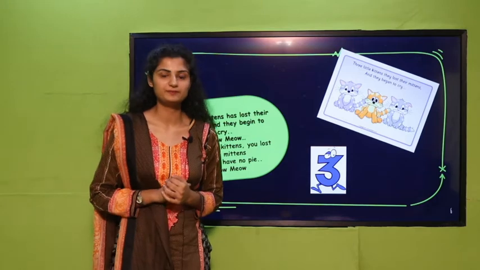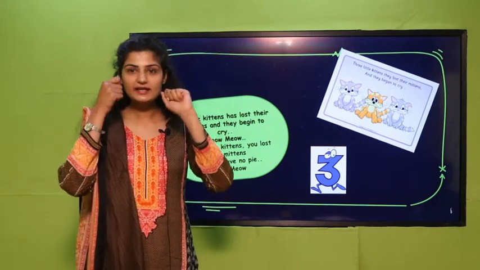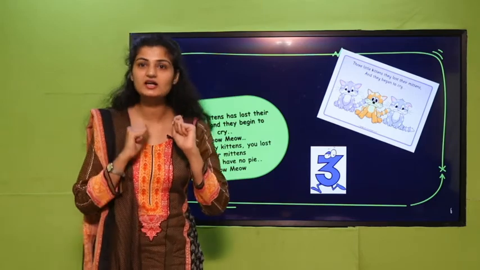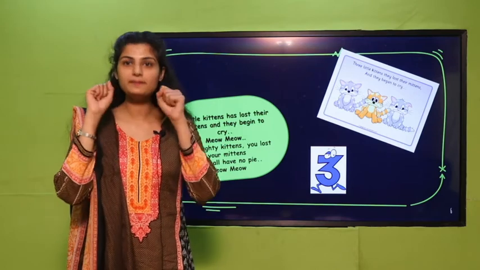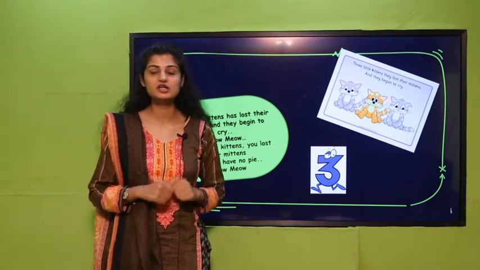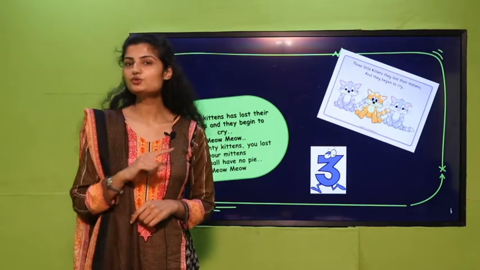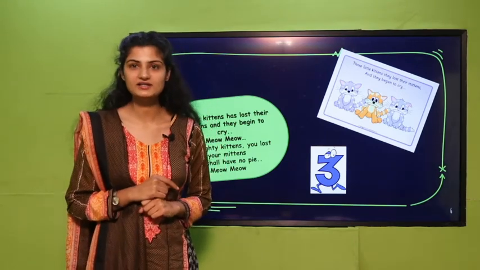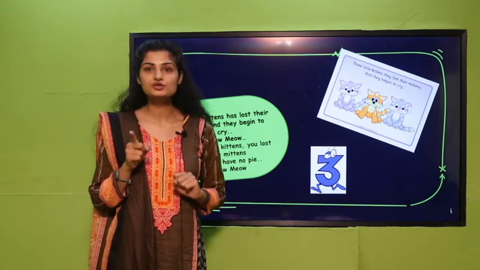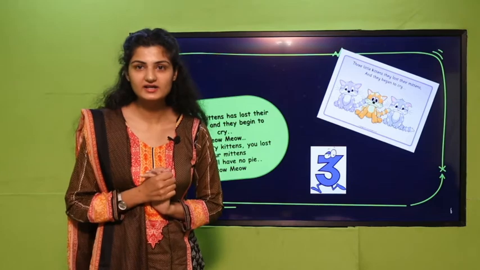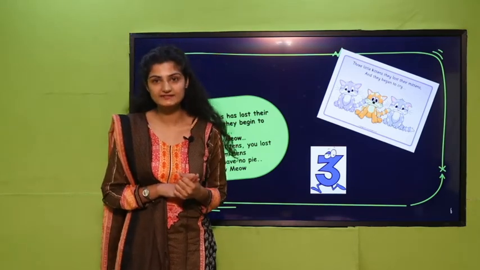Let's sing it with me. 3 little kittens have lost their mittens and they begin to cry. Meow, meow, meow, meow. They begin to cry. You naughty kittens, you lost your mittens. You shall have no pie. Meow, meow, meow, meow. You shall have no pie. Or we can sing the same poem in Urdu as well.